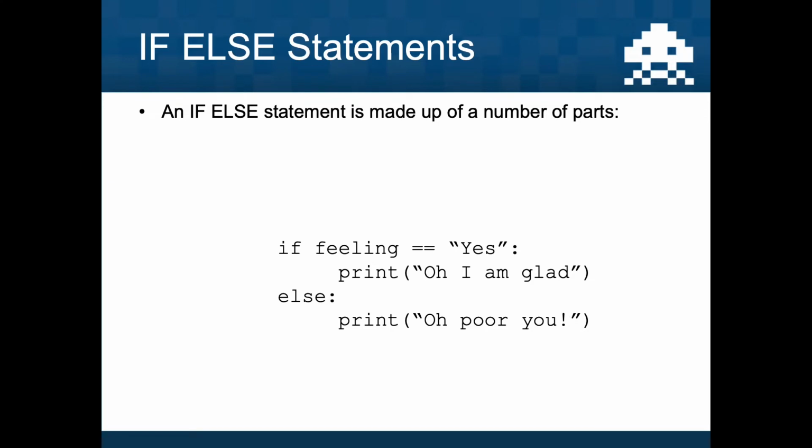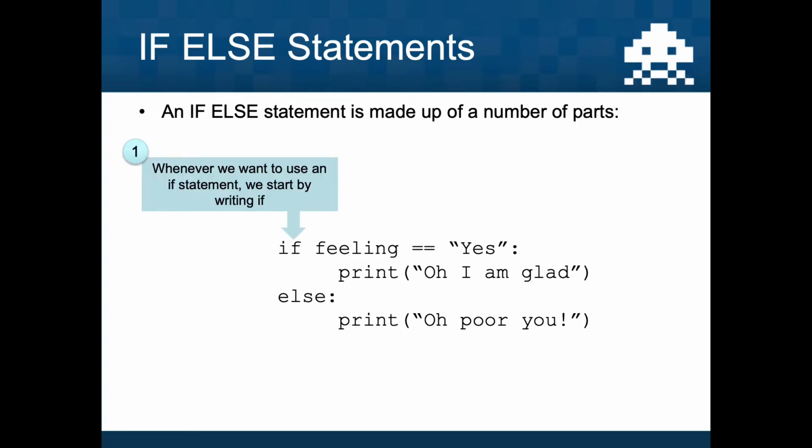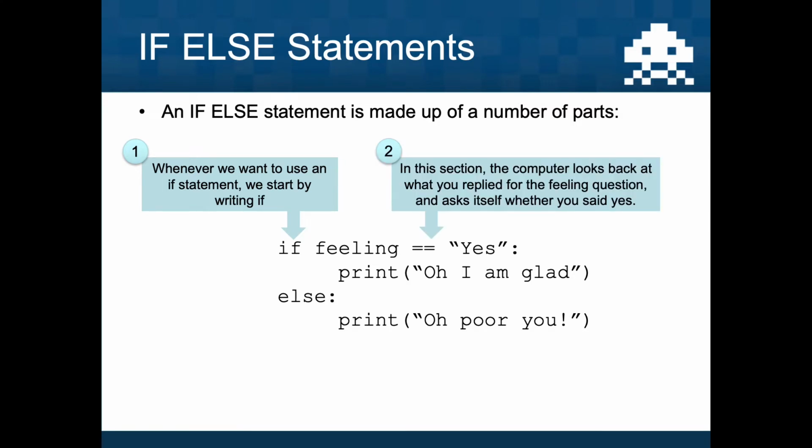So we use an if statement in Python to allow us to respond to a number of different options. If the person said yes, they are feeling okay, do something. If they didn't say yes, we want to do something else. Whenever we do that, we start by writing the word if. That means, if something happened, do this. If something else happened, do this. We're comparing two things, so we use two equals signs. So if feeling equals yes, feeling being our variable and yes being what we want to check. Did they say yes? If they did, we want to print, oh, I'm glad.